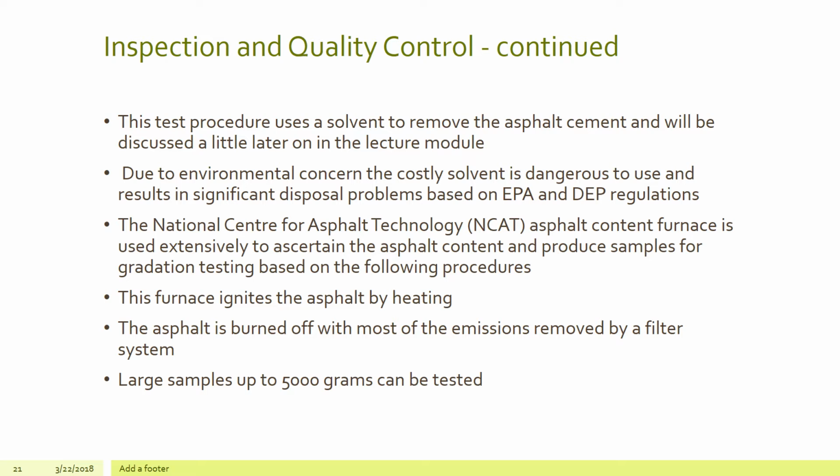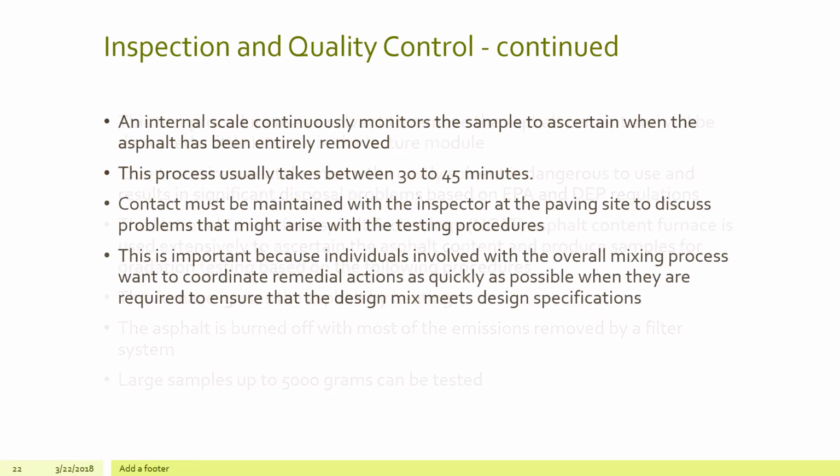The furnace ignites the asphalt by heating. The asphalt is burnt off with most of the emissions removed by a filter system. Large samples up to 5,000 grams can be tested. An internal scale continually monitors the sample to ascertain when the asphalt has been entirely removed. This process usually takes between 30 to 45 minutes.